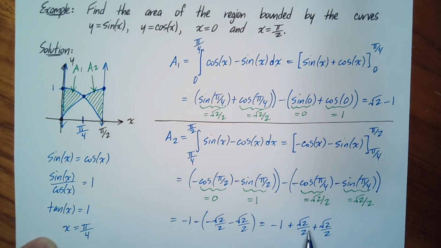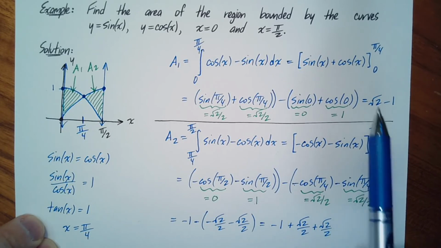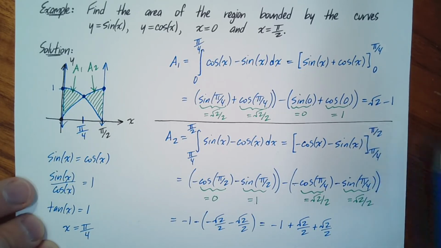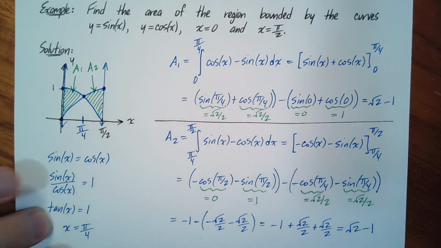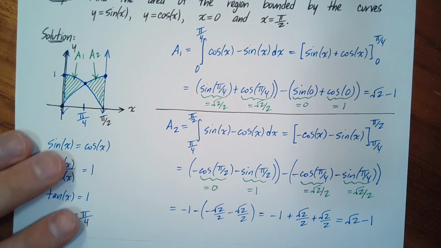And well, that root 2 over 2 plus root 2 over 2, this is half of a root 2 plus another half of a root 2. These two combined are just exactly root 2. Then you got your minus 1 over here. So it actually is going to be exactly the same. It is actually going to be equal to root 2 minus 1. Okay, so that finishes our calculation for the second area.